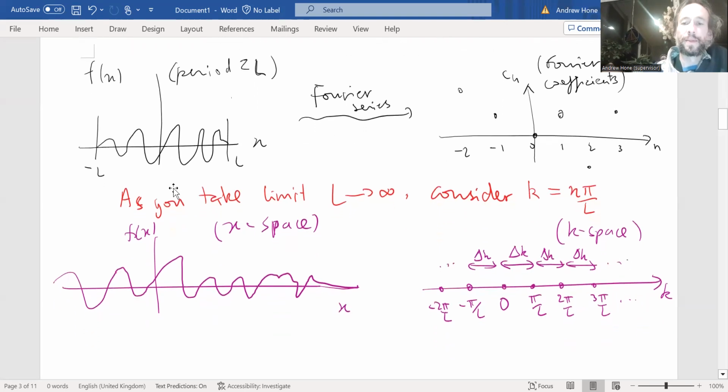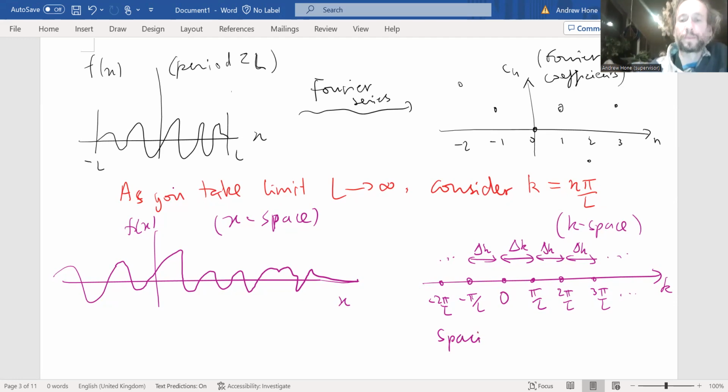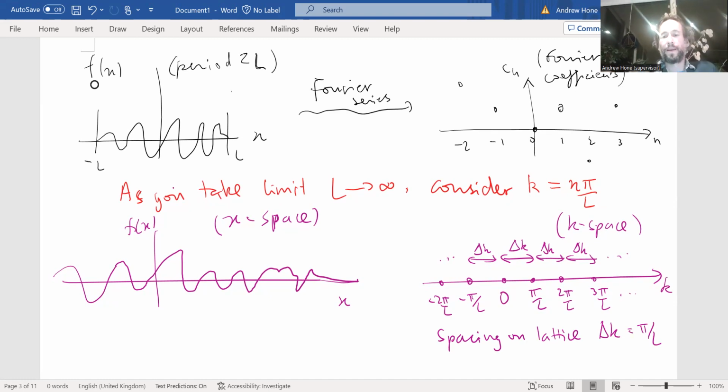Okay, so the spacing, the distance between the points here, is pi over L. Now if you imagine how this would work, you've got your lattice spacing. And so what happens when L goes to infinity is that delta k tends to 0. The distance between all those points gets smaller and smaller, goes to 0.